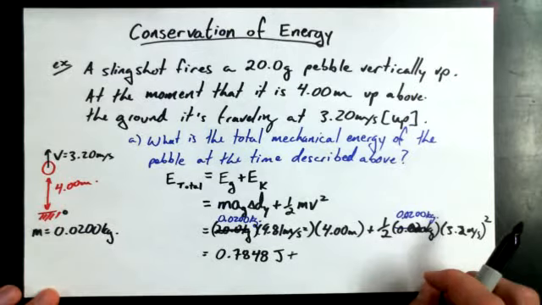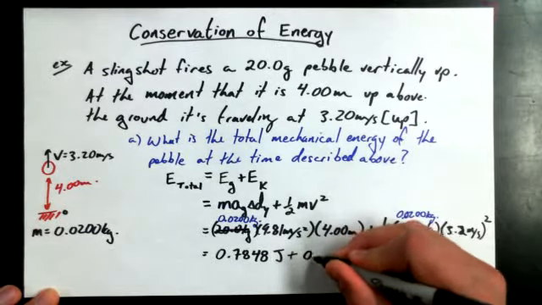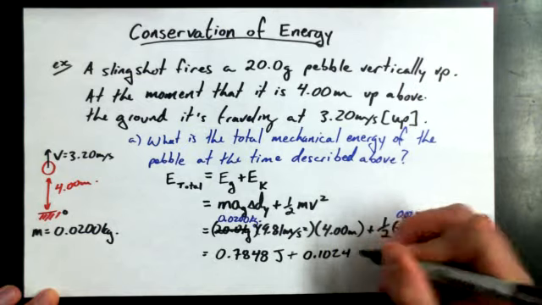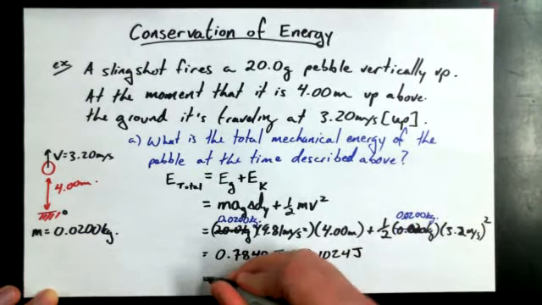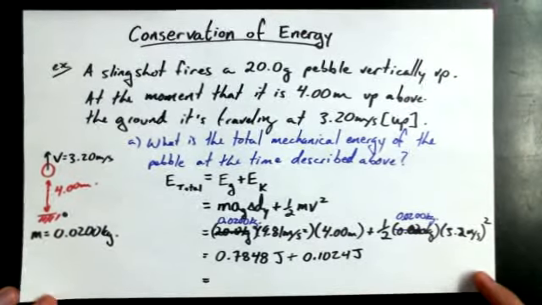Somebody's got it. 0.1024. Any takers on that one? Yeah, all right, we agree. The motion passes. And let's add them together.